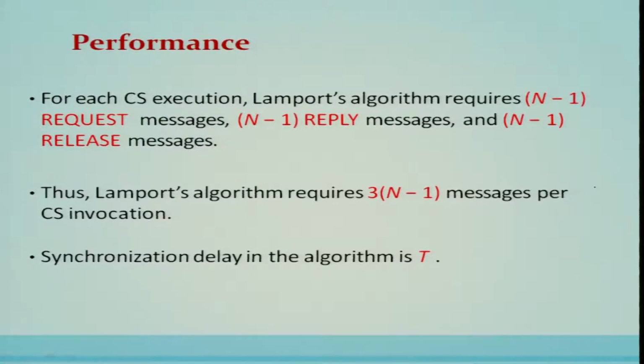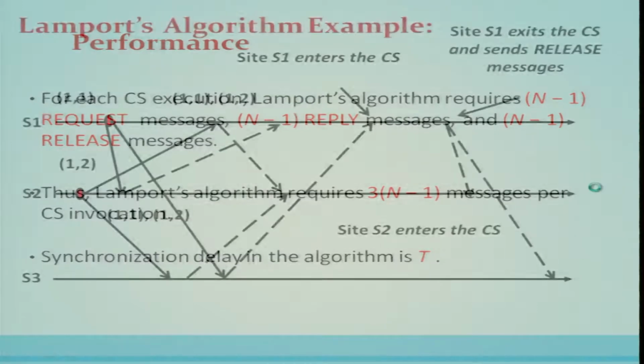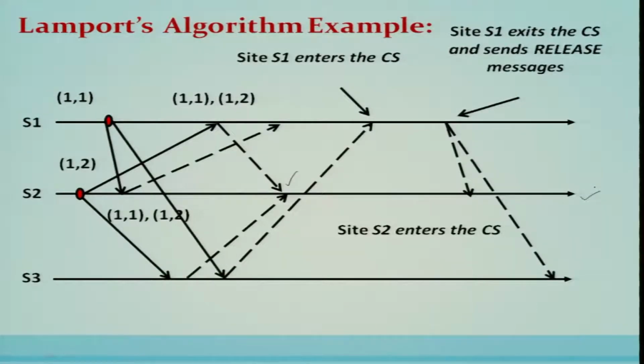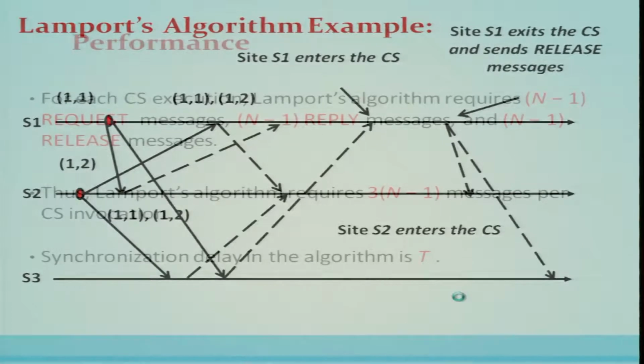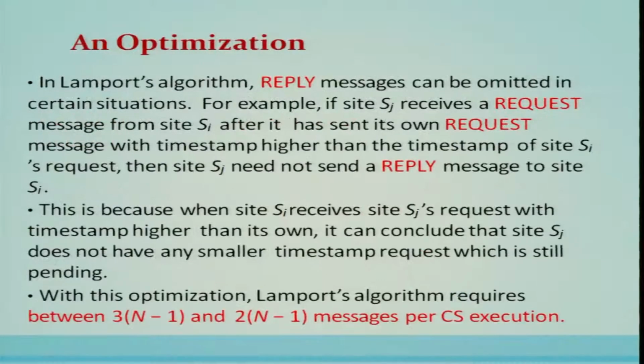The synchronization delay of this algorithm is T. You can see that once a particular process S1 exits the critical section, it requires this message exchange, that is the release message, to flow, and that will take only T time until S2 can go into the critical section again. So the synchronization delay in this particular algorithm is given by T.